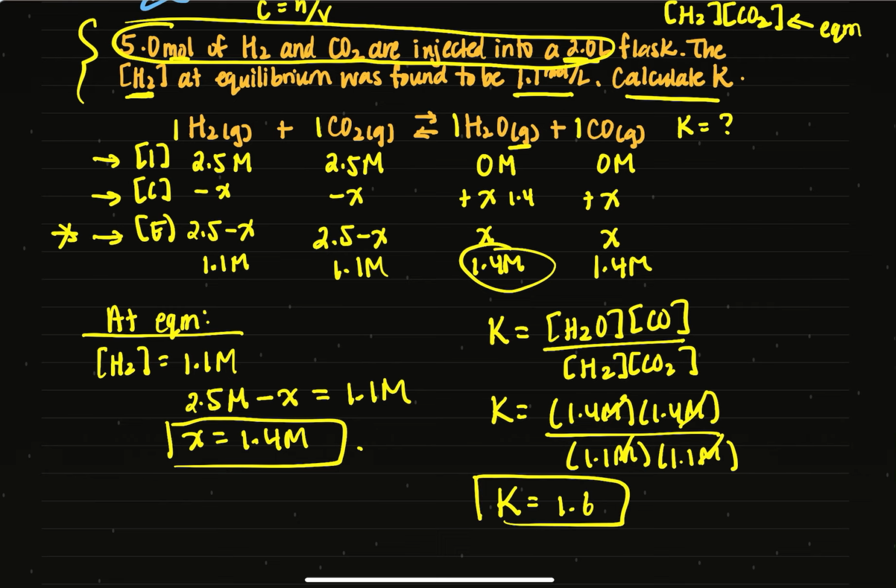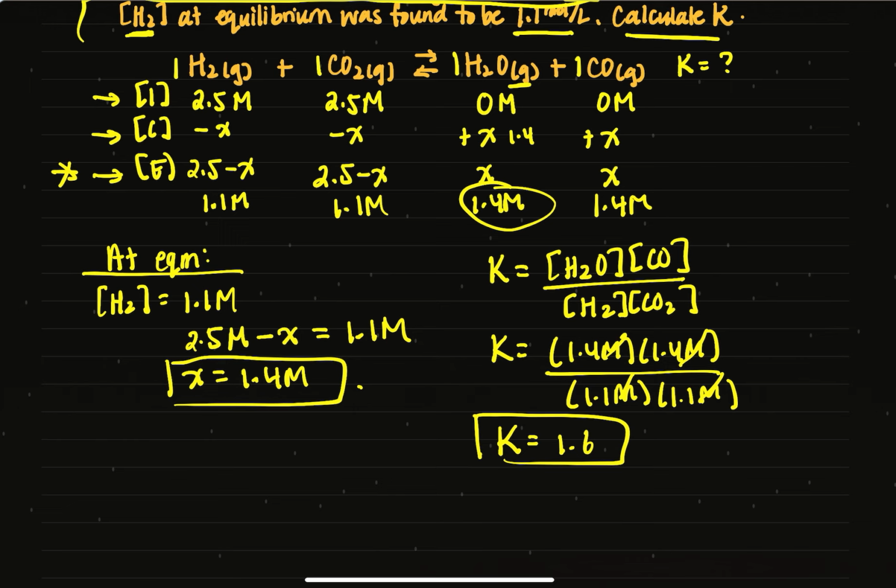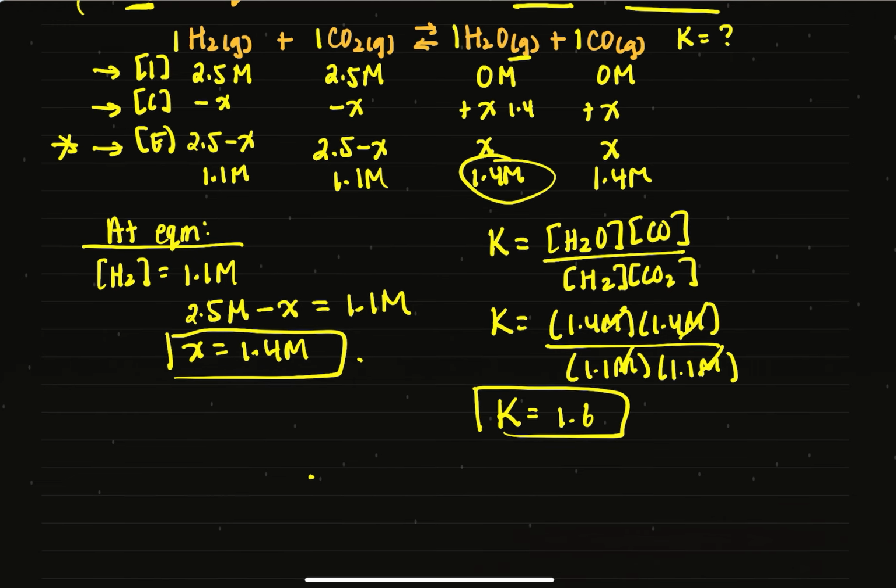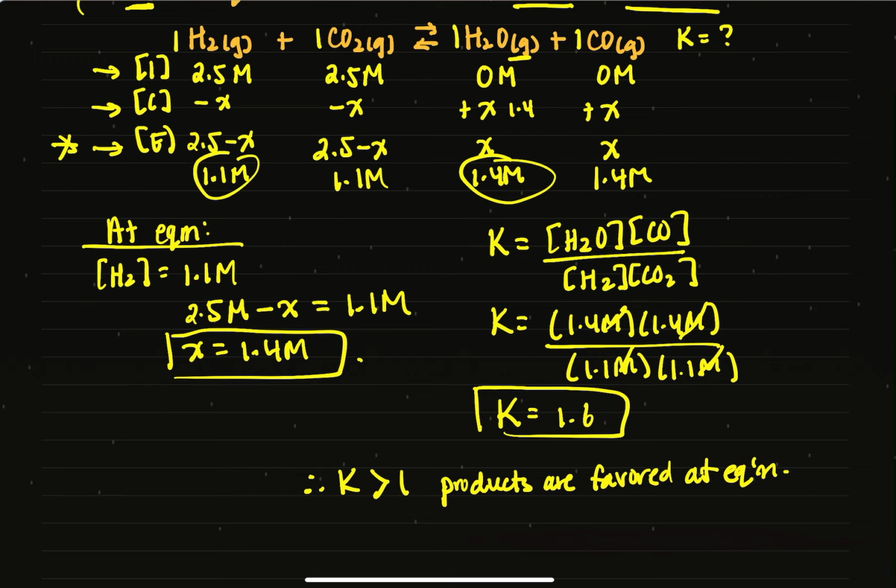Now, what does this answer mean? We do need to evaluate the magnitude of our answer. K is very close to 1, but because K is a little bit greater than 1, what this means is that at equilibrium, we favor the products. So products are favored at equilibrium, which just means we have more products when the reaction goes to equilibrium. We have slightly more products. You can tell from these answers that the values are very close, but we do have slightly more products. So that's how we answer a simple ICE box question.